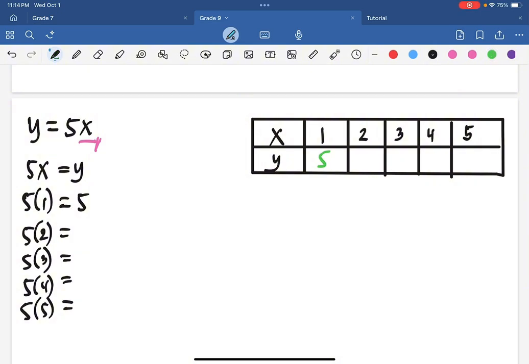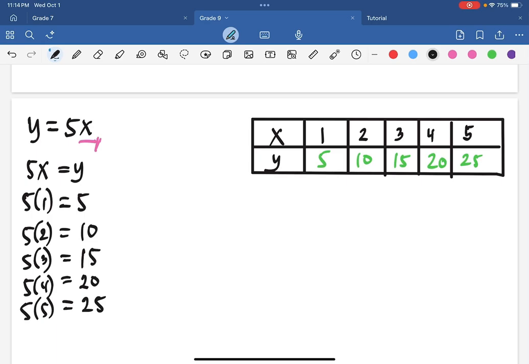And the pattern continues, so 5 times 2 is 10, 5 times 3 is 15, 5 times 4 is 20, and 5 times 5 is 25. So easy as that, let's just write the values here: 5, 10, 15, 20, 25.